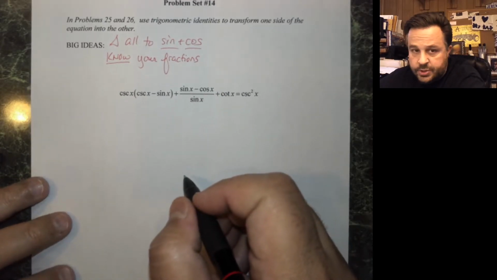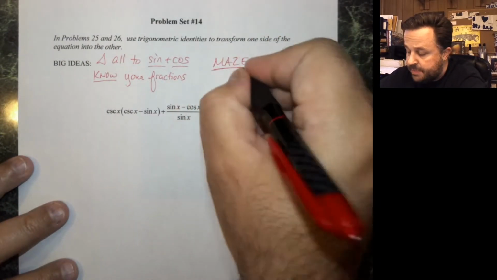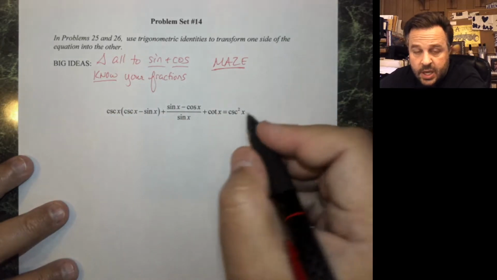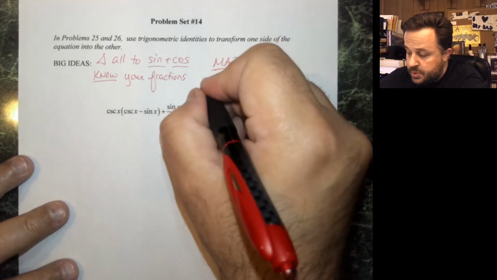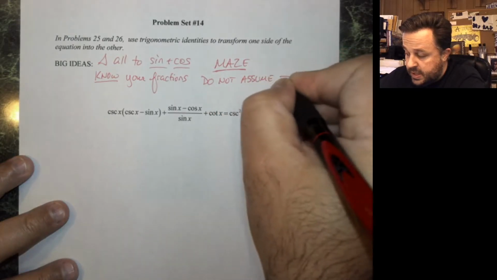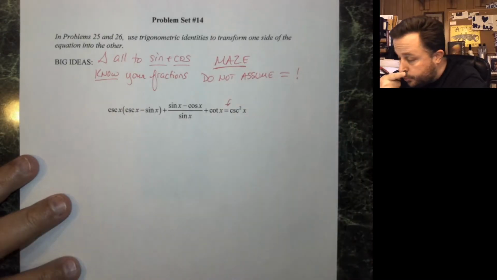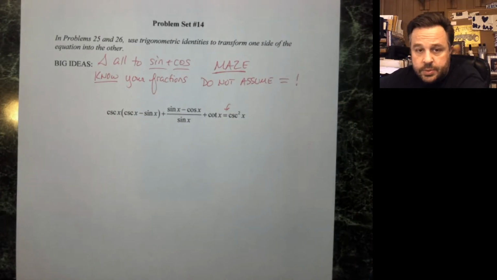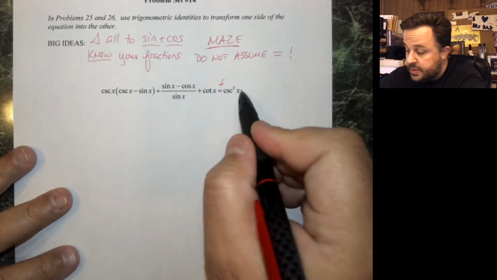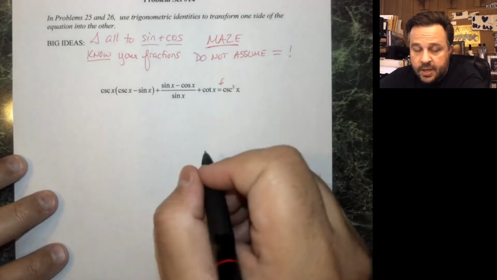I do want to, again, stress the idea that this is like a maze. That's what your answer is. It's a process, a step-by-step of how do I change one side of this equation into the other, which means we can't assume, do not assume, the equals. Here we're asked to prove that those are equal to each other, which means we don't know that they are. We're trying to prove it. So just like a maze, this is where I'm starting, this is where I'm ending. So we're going to start with one side and try to change it into the other side.